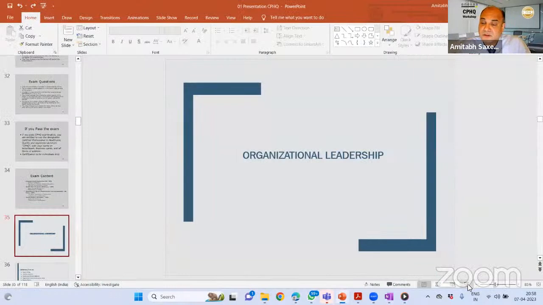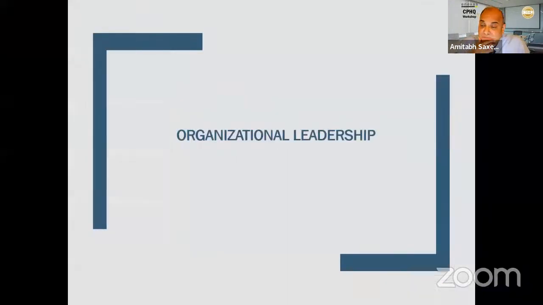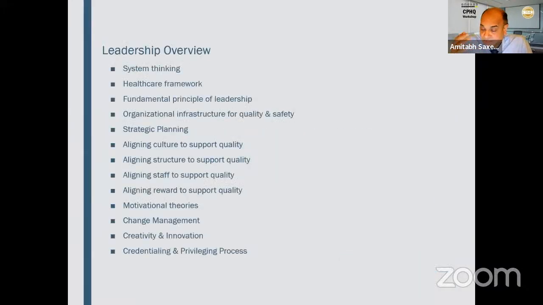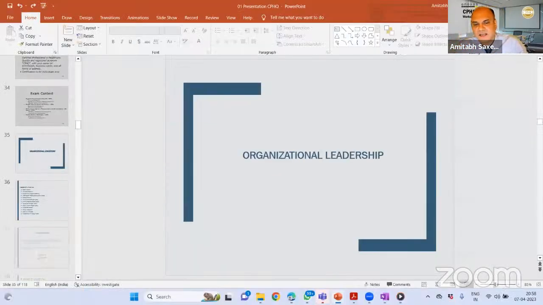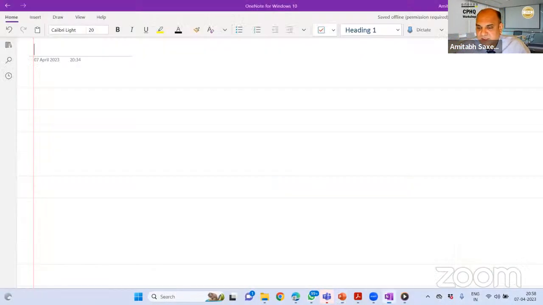So let us talk about one of the topics. If you remember, the first topic is about organizational leadership. Now, as a professional, as a quality professional, you have to develop a systems approach. You are like a quality leader, right? So you have to develop systems thinking. Now, what do you mean by systems thinking? So let me talk a little bit about what is systems thinking.